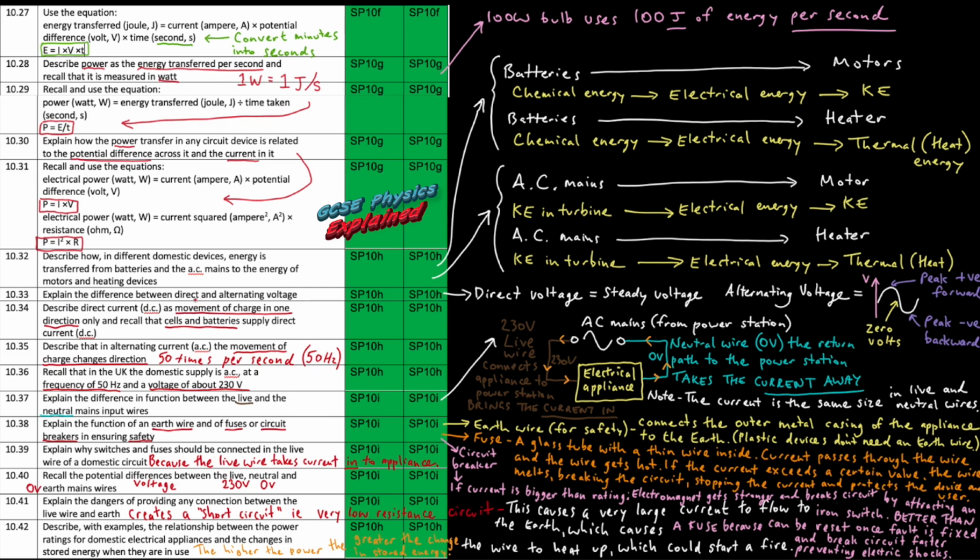Explain the difference between direct and alternating voltage. So direct voltage is just a steady voltage, whereas alternating voltage goes up and down. So it would have like a peak positive voltage going forwards, and then it would go down to 0, and then it would have a peak negative or backward voltage. So alternating voltage, just basically say the voltage alternates.